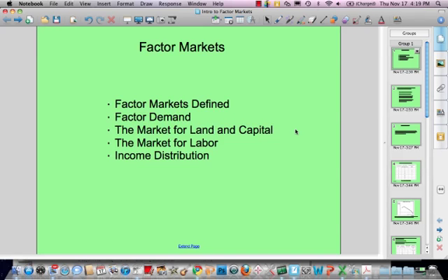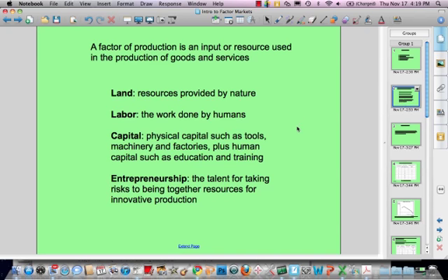We're then going to talk about the market for land and capital tomorrow night, or Sunday night rather, then the market for labor, and then we'll talk about income distribution. So let's get into factor markets.